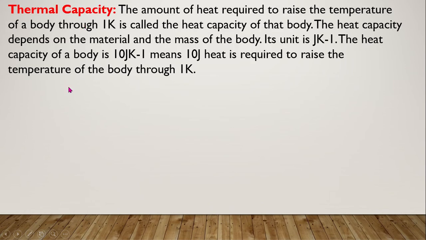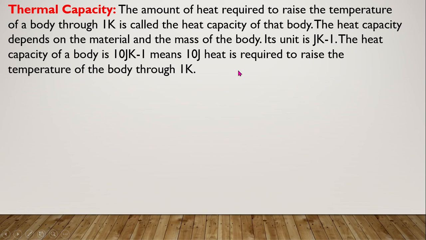Now I will explain thermal capacity. The amount of heat required to raise the temperature of a body by 1 Kelvin is called heat capacity of the body. That means the heat that is required to raise the temperature of a body by 1 Kelvin is called heat capacity of that body. The heat capacity depends on the material and the mass of the body. Its unit is joule per Kelvin. If the heat capacity of a body is 10 joule per Kelvin, it means 10 joule heat is required to raise the temperature of the body through 1 Kelvin.